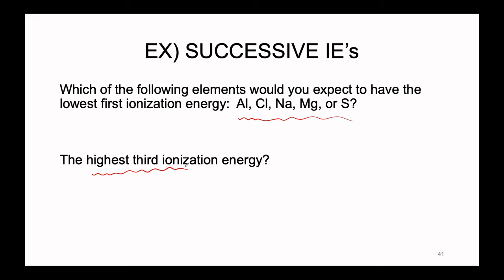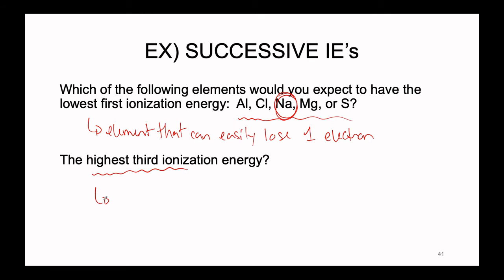And if you've paused and answered the question, the lowest first ionization energy corresponds to the element that can easily lose one electron. This will be an element that just has one single valence electron, and if we observe the list, ding, ding, ding, sodium is going to be the winner. Now we can go back to the successive ionization energy table to confirm this, which we'll do in a moment. Let's turn our attention to the other question though.